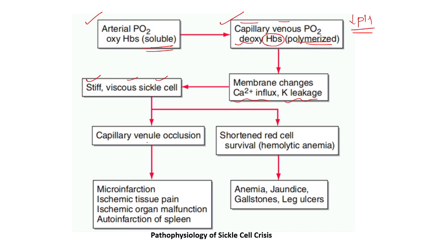This leads to capillary venule occlusion leading to microinfarcts, ischemic tissue pain, ischemic organ malfunction and autoinfarction of spleen. This is known as autosplenectomy. On the other hand, there will be associated shortened red cell survival, that is hemolytic anemia, which will be presenting with features like anemia, jaundice, gallstones and leg ulcers.